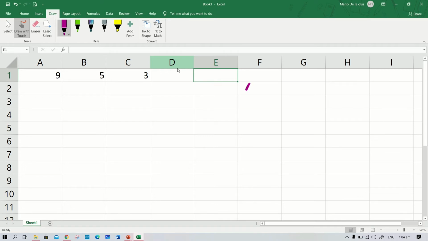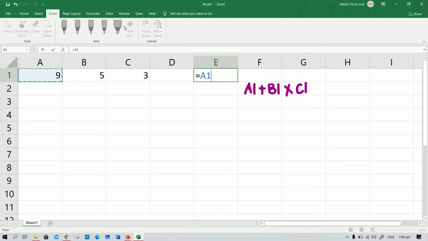No, let's say I want you to add A1 plus B1 times C1. If we're going to write it in an equation, let's place our formula here at E1. So, input natin is E1. Okay? So, equal sign. Then, A1 plus B1. Itik lang natin siya para makita natin yung cell reference nila. Then, times C1.